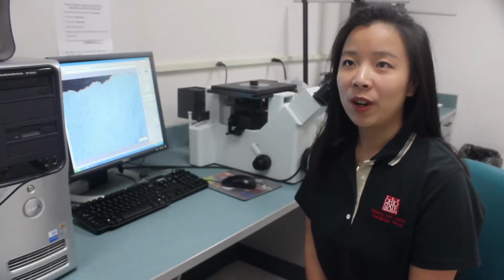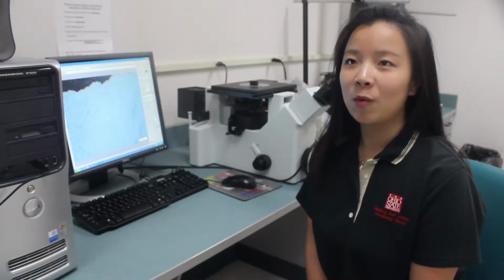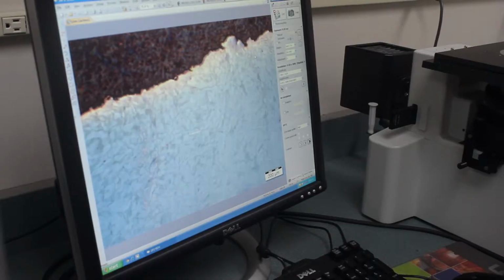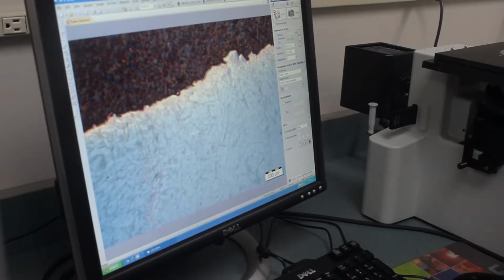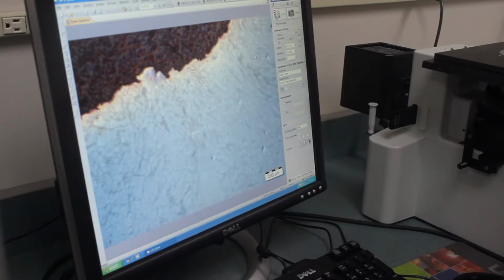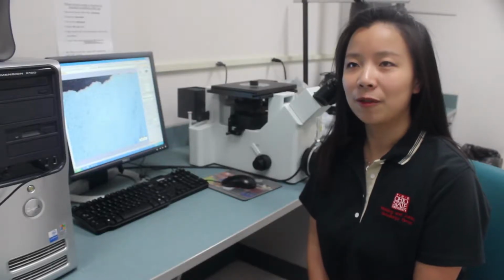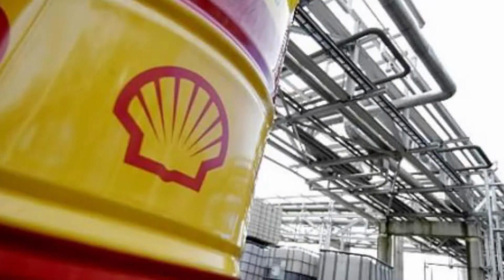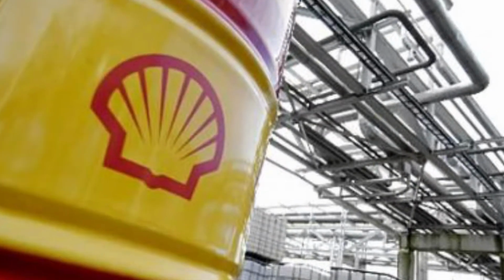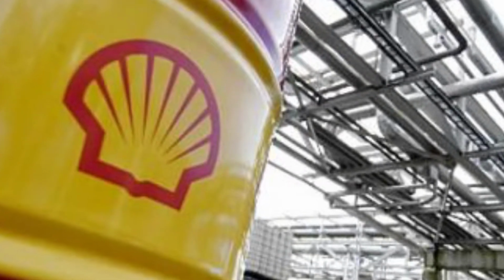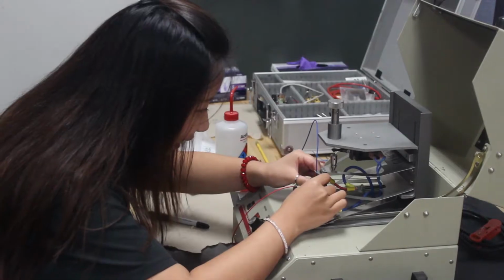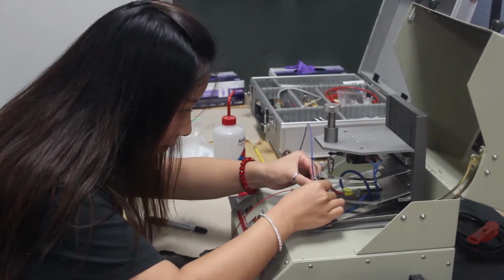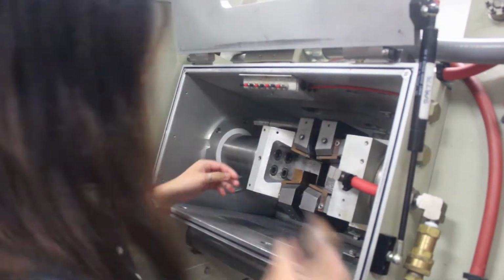The project I'm working on right now is to look into the effect of welding parameters and the weld geometry on the susceptibility to hydrogen cracking in Duplex Stainless Steel 2205 weld system in reactor effluent air cooler systems. I want to borrow this opportunity to thank the people back in Shell for supporting my study and research. Thank you so much.